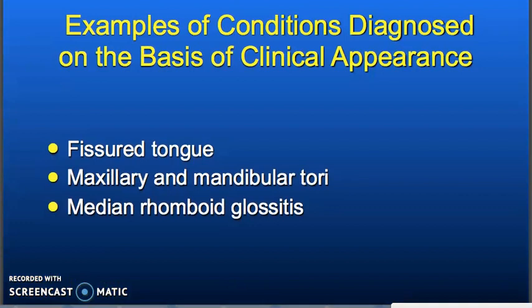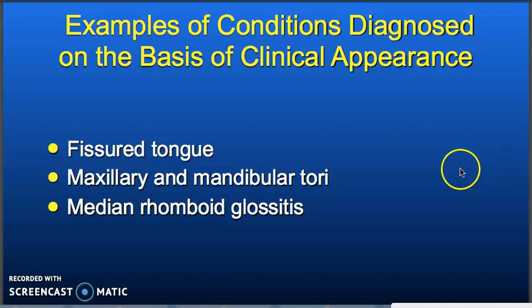So let's think of examples of conditions that are diagnosed on the basis of clinical appearance. These are things that can be diagnosed and they're normal, okay? One that we have listed is a fissured tongue. The other is maxillary and mandibular tori. And we talked extensively about that in session 2. And again, those are normal, so the dentist can simply look at those and say, oh yeah, that's normal, probably been there for a long time, maybe the patient hasn't even noticed it. Then you have the median rhomboid glossitis, which again, with the glossitis is referring to the tongue, and we'll talk about that in a few minutes.